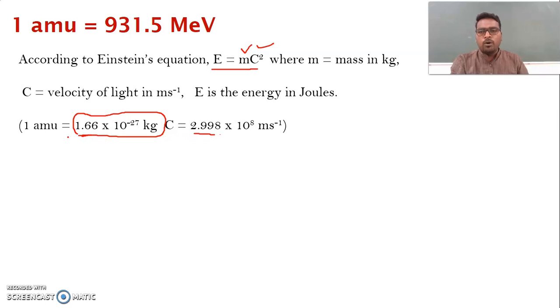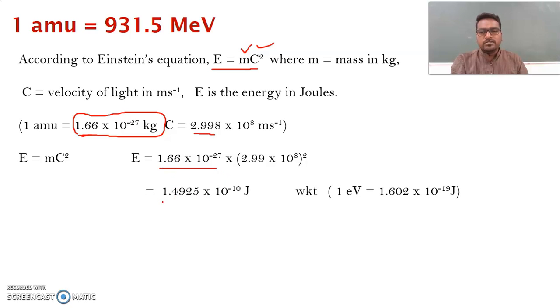If you substitute the value of this m and c in this equation, we get E is equal to 1.4925 into 10 to the power of minus 10 joules. So now we have got the energy in terms of joules, but we have to express the energy in terms of electron volt. For that we know the relationship between joules and electron volt, that is 1 electron volt is equal to 1.602 into 10 to the power of minus 19 joules.